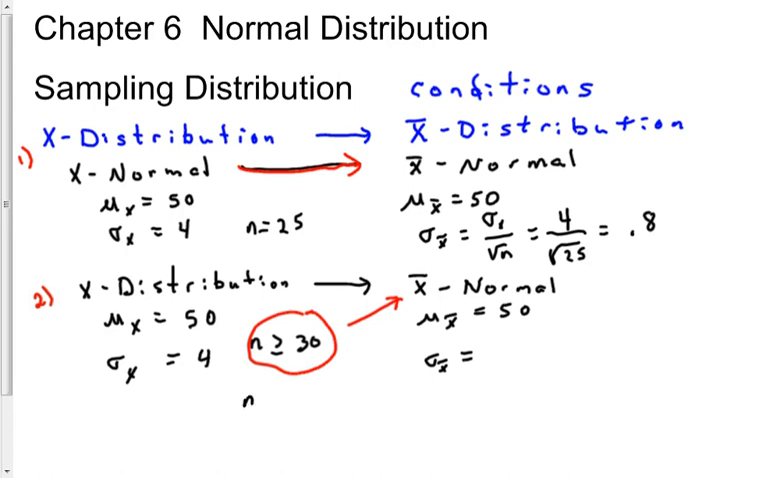So let's state, for example, that n is, say, 36. Then again, we have standard deviation of x over square root of n. So 4 over square root of 36, which, to two decimal places, is 0.67 for our standard deviation. So those are the cases where we will be able to use the standard normal to do calculations and probabilities.